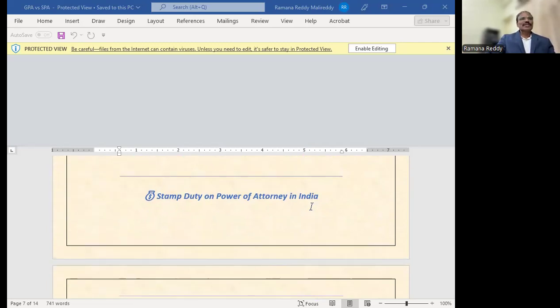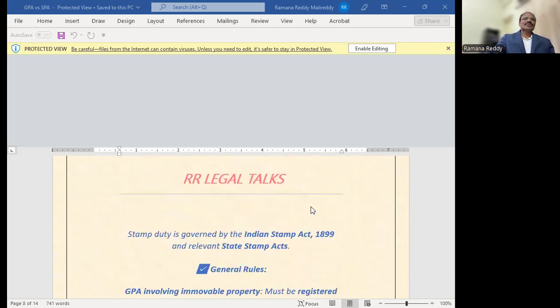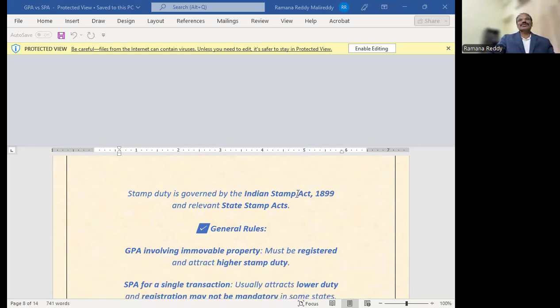Then the fifth one, stamp duty on power of attorney in India. Stamp duty is governed by the Indian Stamp Act and relevant state acts. So we have to see the relevant state act, depending on which state we are doing it in. See, so many acts are involved. You may wonder, but for power of attorney this much knowledge is required, and it is very simple.